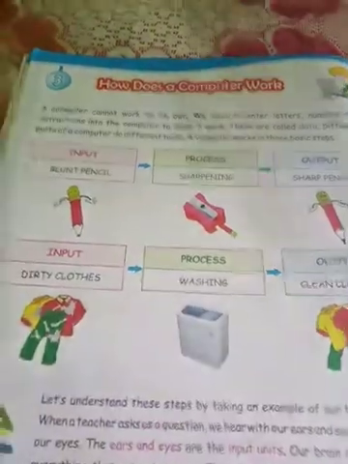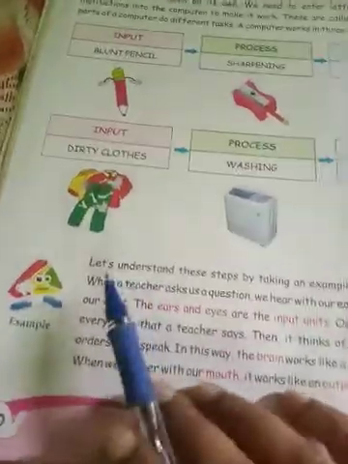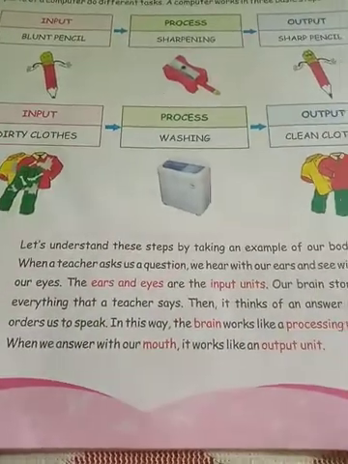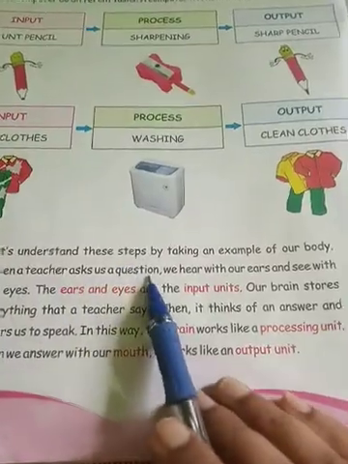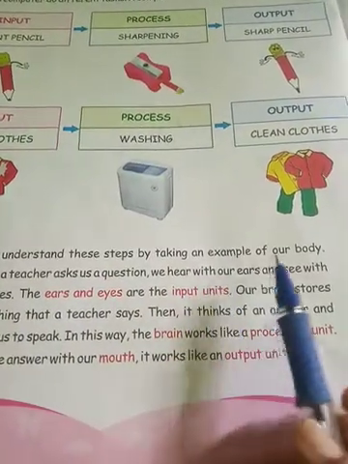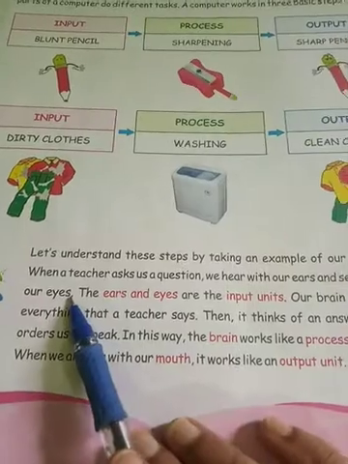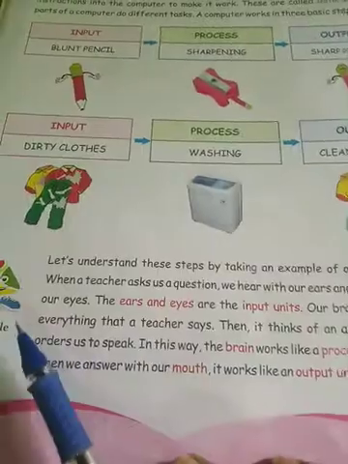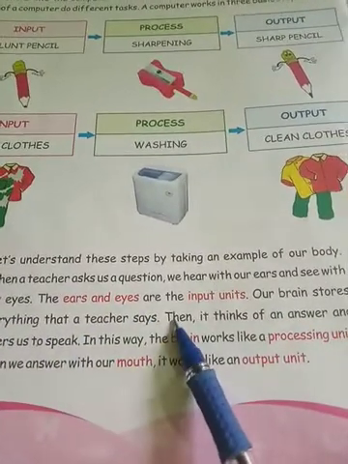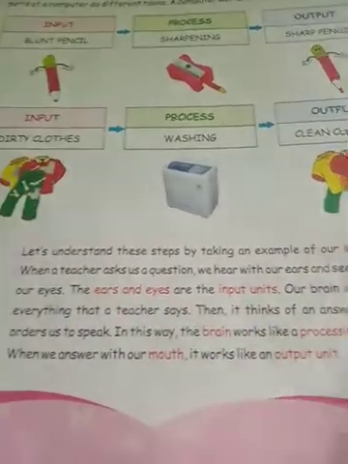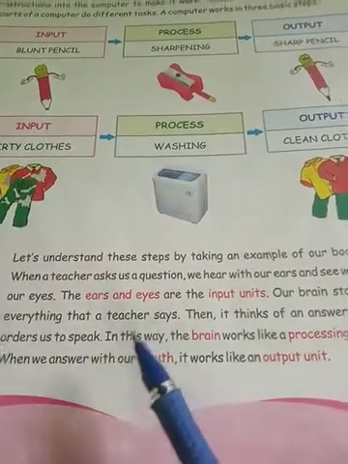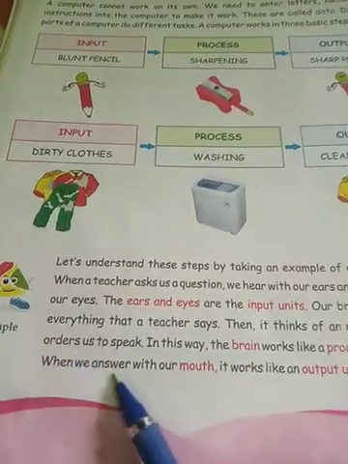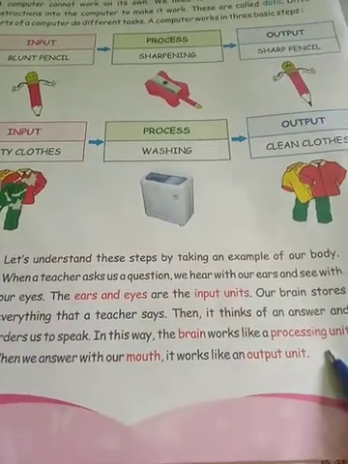Okay children, I hope it is clear. Now next, let's understand these steps by taking an example of our body. When a teacher asks us a question, we hear with our ears and see with our eyes. The eyes and ears are the input units. Our brain stores everything that a teacher says. Then it thinks of an answer and orders us to speak. In this way, the brain works like a processing unit. And when we answer with our mouth, it works like an output unit.